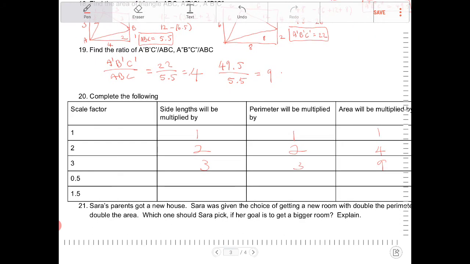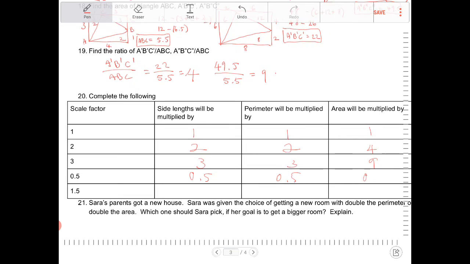And if you could make an educated guess on what will happen next, we're going to multiply by 0.5, 0.5. According to this pattern, the area would be 0.25. According to this pattern, it will be 1.5, 1.5. The area will be multiplied by 1.5 squared, which is 2.25.